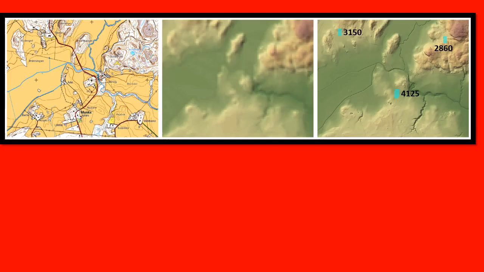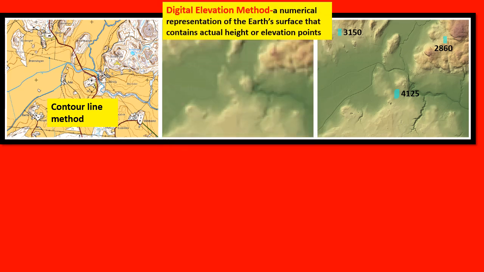So children, I hope the contour line method and layer tinting method of showing elevation of landforms is clearer to you. Let us continue learning the next method. The third method to find the elevation or height of the landforms on earth is the digital elevation method.